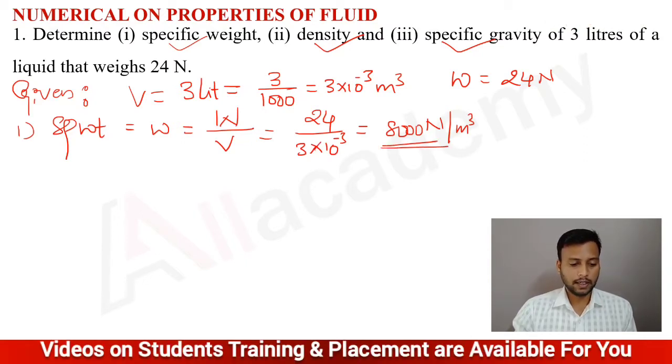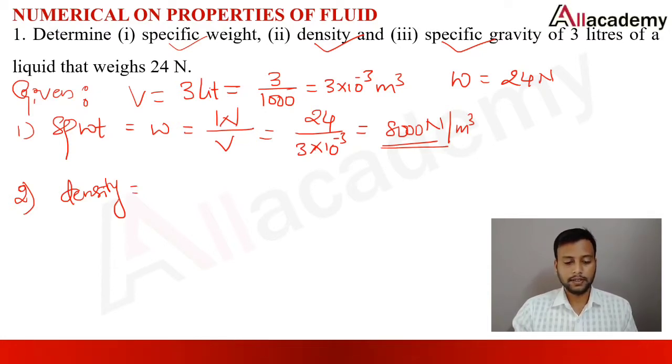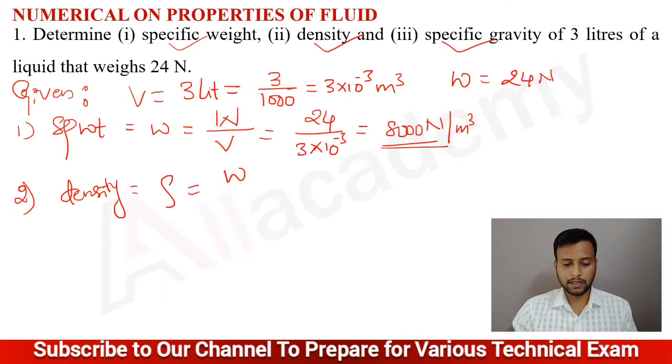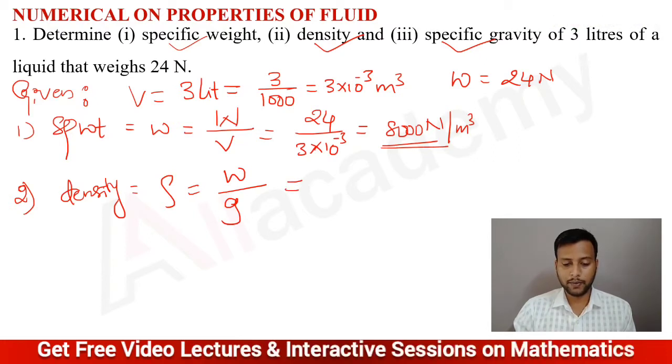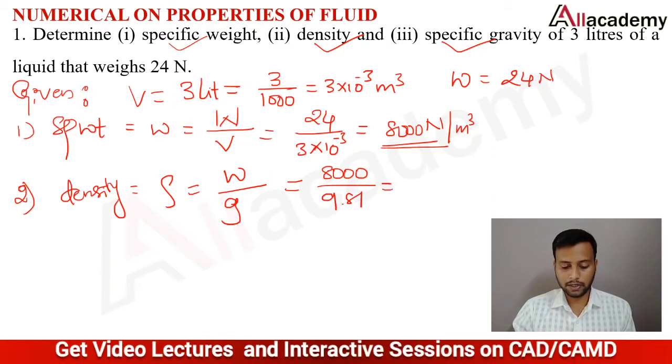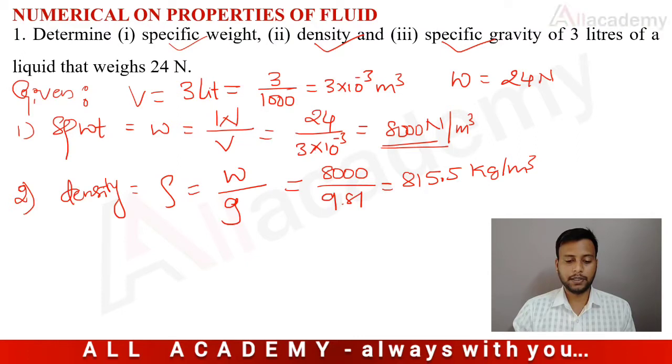Now the second one is the density. How to identify the density? Density is given by rho. It is nothing but small w divided by g. What is g? g is the gravitational constant, that is 9.81. Already we have identified the specific weight, so it is 8000 divided by 9.81. You'll get the answer around 815.5 kg per meter cube, because of the unit conversion.